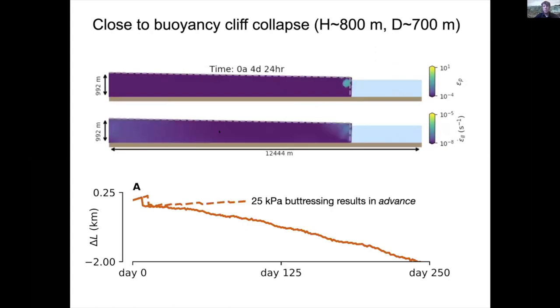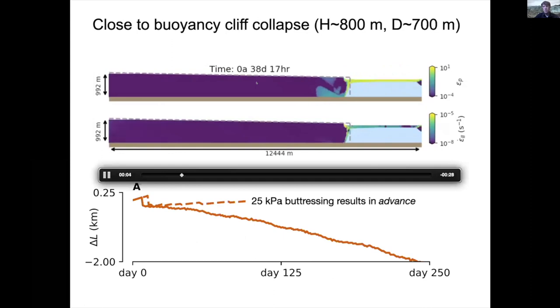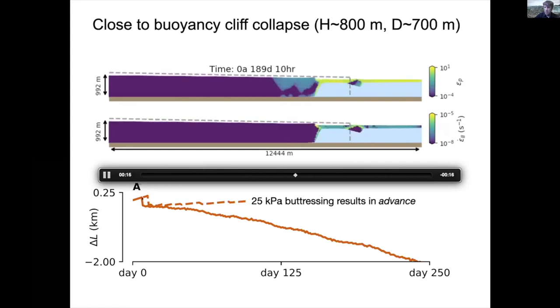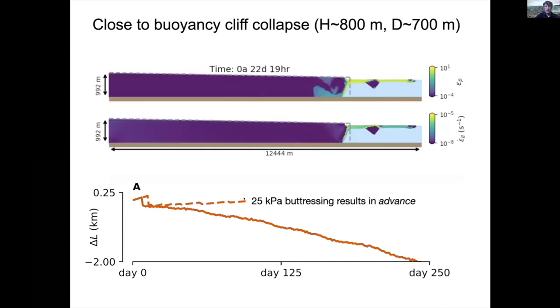The next case is going to be a much thicker glacier, about 800 meters, and 700 meters of water, 25 meters height above buoyancy. And you'll notice that we get kind of this slump from the top of the glacier, kind of like what we had before. And then that triggers a secondary buoyant calving event. We don't actually see catastrophic disintegration. We see slow retreat, just the solid brown line on the bottom. And again, adding 25 kilopascals of buttressing not only stops retreat, it results in advance as the glacier kind of slowly thins and advances.